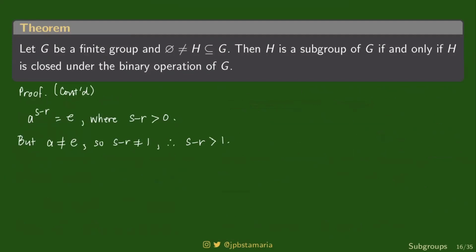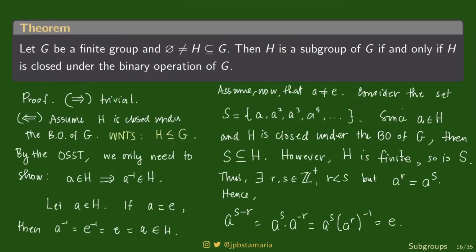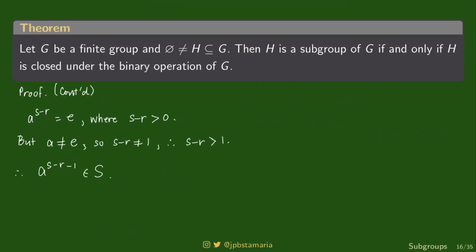Ano naman mangyayari ngayon, sir? Ang haba naman, no? Ito tingnan nyo. Therefore, a to the s minus r minus 1 is still in s. Kasi yung exponent na to, positive pa rin. Naintindihan niya, that is still positive. Ang laman ng s ay mga positive powers ng a. Correct?